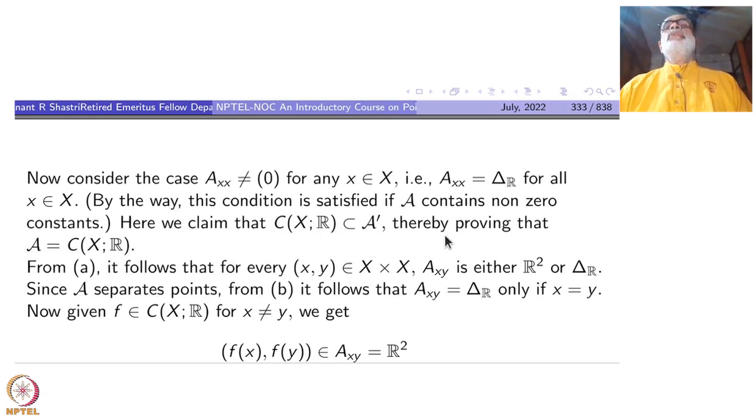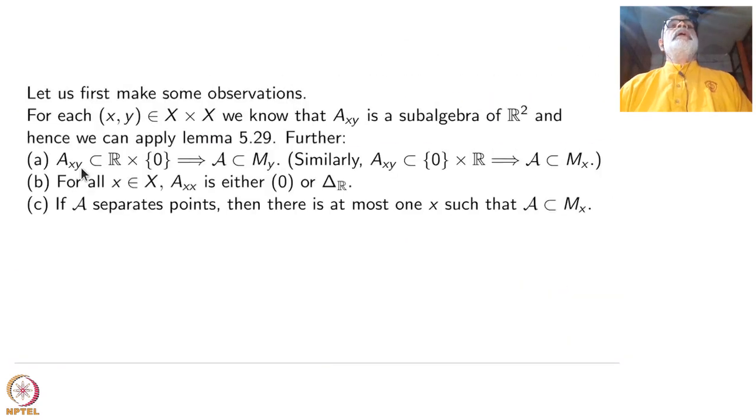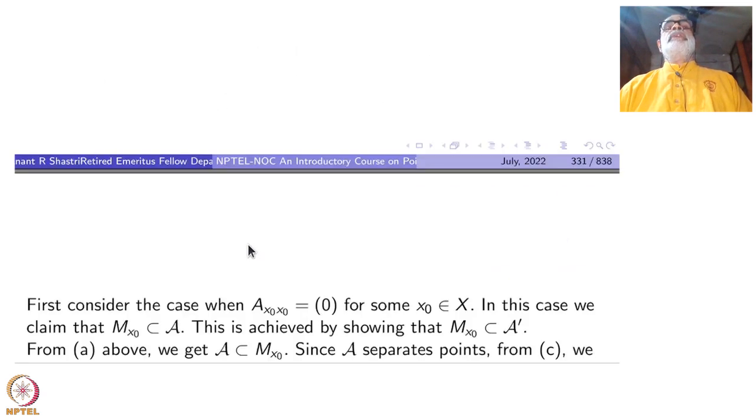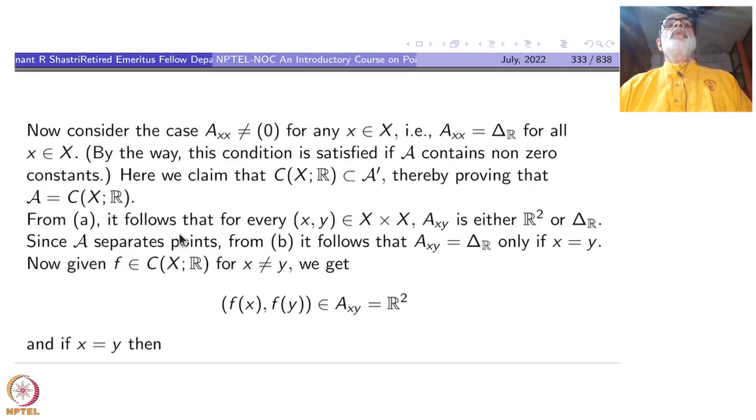So, how do you show that all the elements of C(X, R) are inside A prime now? So now look at condition A. Again, I will just recall this property: A_xy is R cross 0 inside A is in M_y. Similarly, (x, y) in 0 cross R inside A is in M_x. That's all I am using here. So from here it follows that for every pair (x, y) in X cross X, A_xy is either R² or delta R. R cross 0 or 0 cross R is not possible.